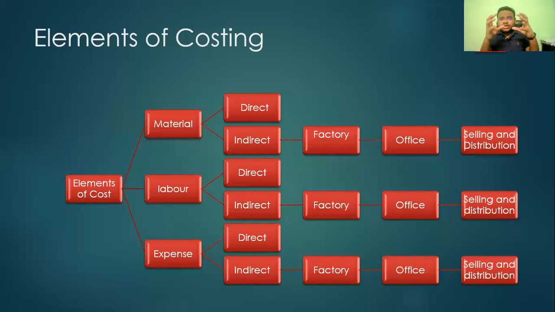If anyone asks you what are the elements of costing, the simple answer is: material, labor, expenditure. Those who want, they can write down. The elements of costing is simply three terms. First term is material, second term is labor, third term is expenditure. Many people confuse it like this: sir, elements of costing is material, labor, and overheads. Absolutely wrong. The elements of costing are three: first is material cost, second is labor cost, third is expenditure cost.